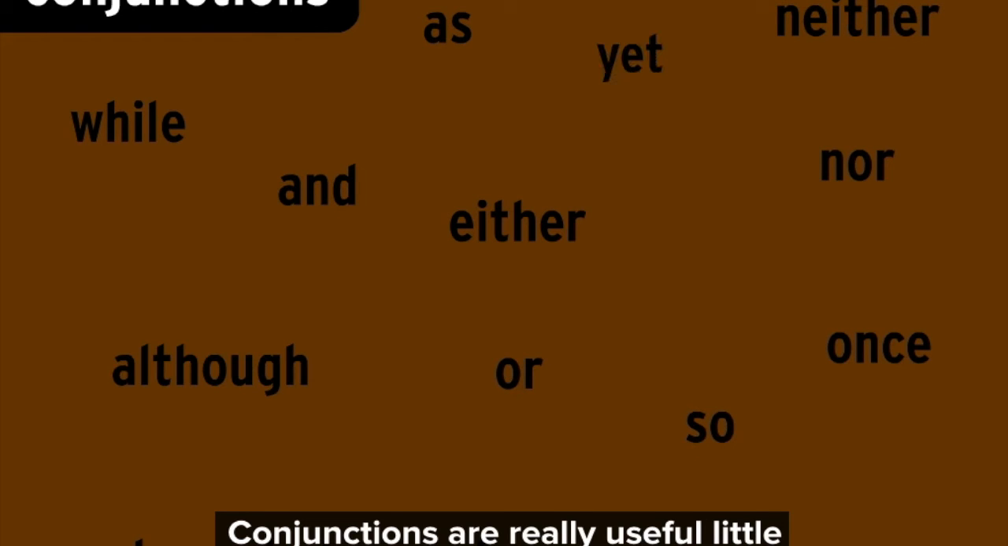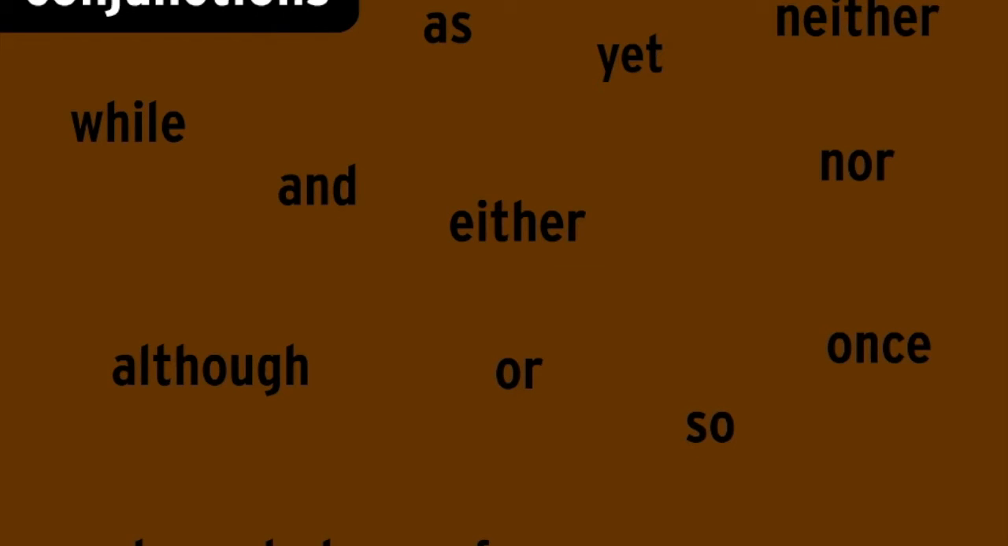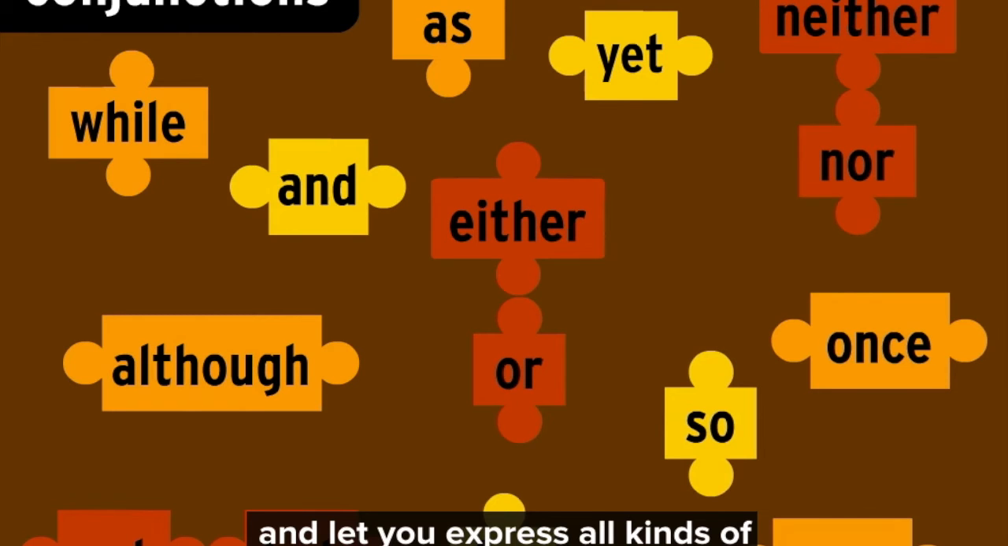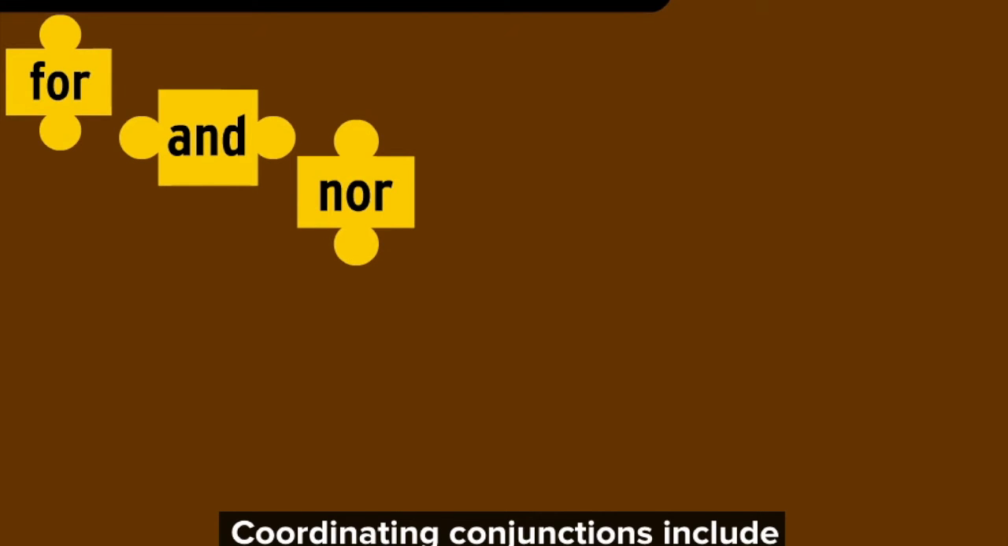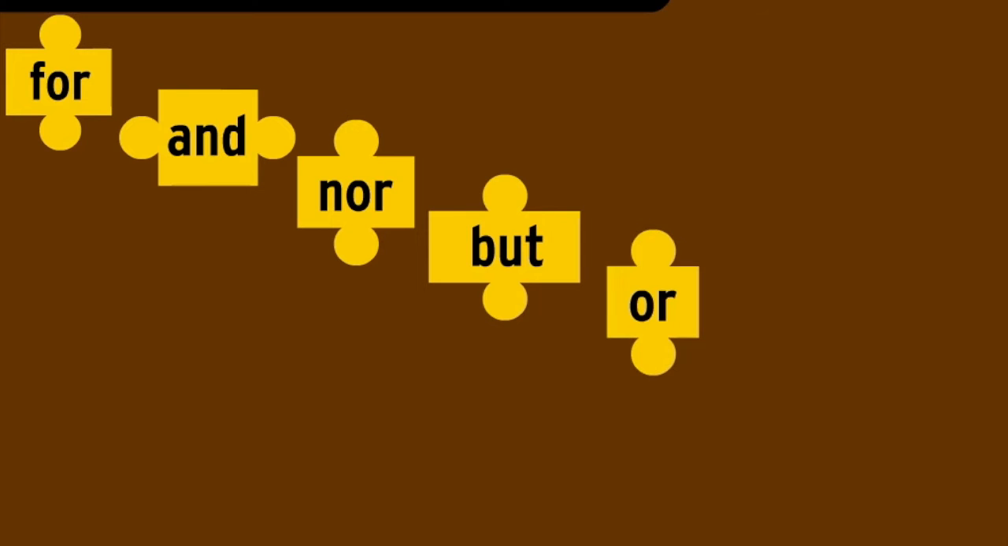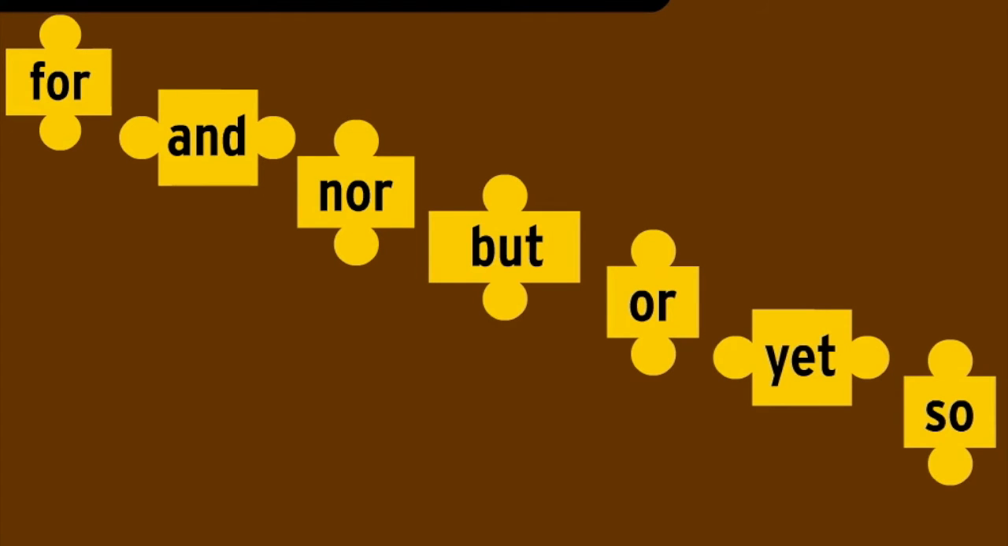Now let's go. Well, sure we can. Conjunctions are really useful little words. They join up parts of a sentence and let you express all kinds of complex relationships between ideas. Here are a few different kinds of conjunctions. Coordinating conjunctions include for, and, nor, but, or, yet, and so. You can remember?